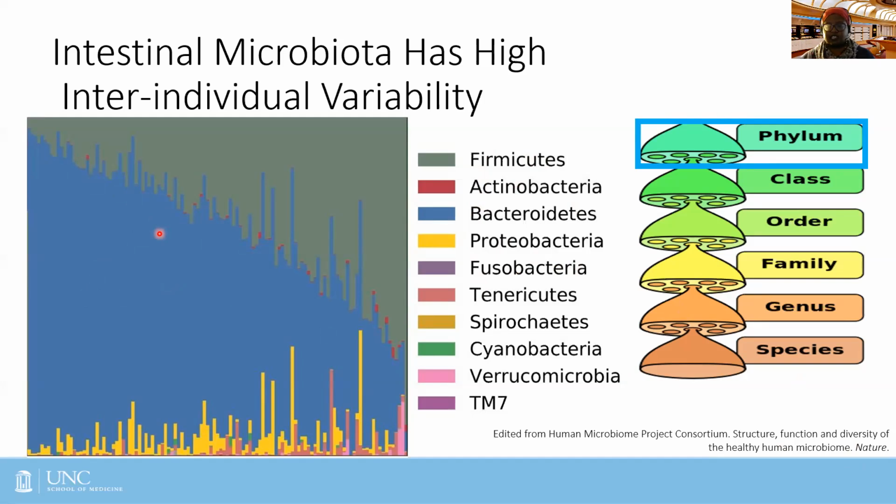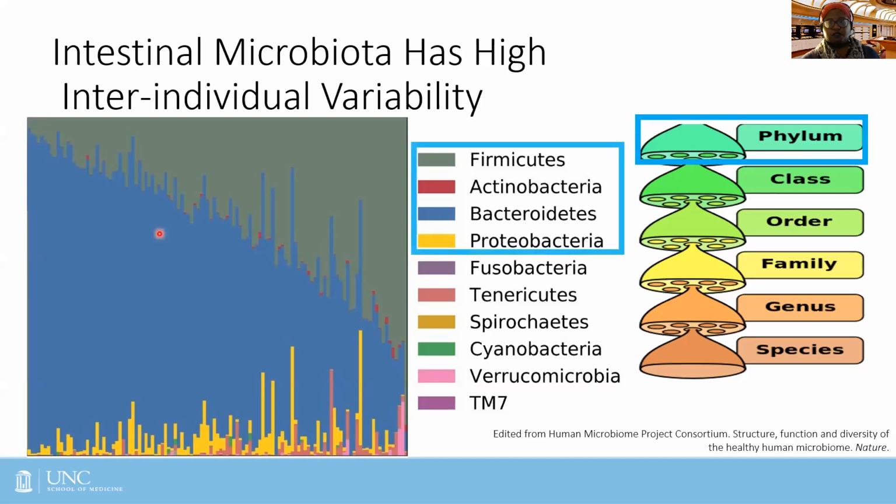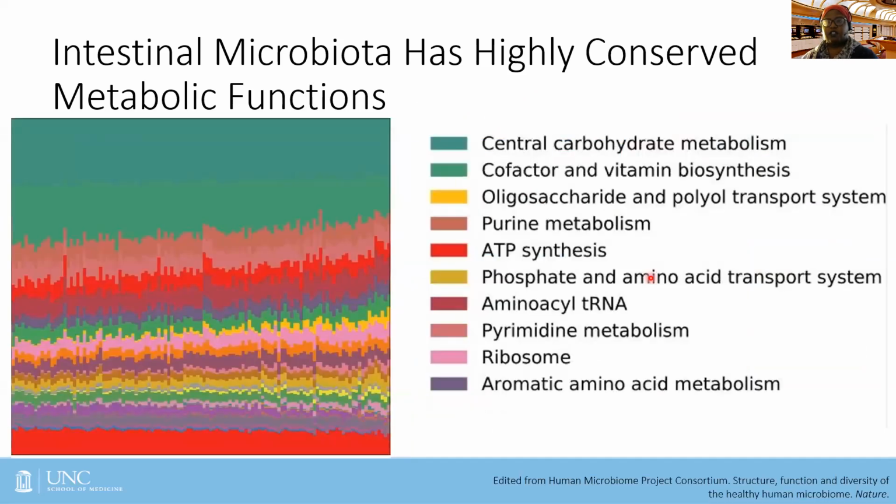That being said, studies have shown that there are four primary phyla that tend to be common across all patients: Firmicutes, Actinobacteria, Bacteroidetes, and Proteobacteria. While there's high interpersonal variability, the function of the bacteria is highly conserved. These are the same exact patients looking at their stool samples, only this time we're looking at the functional capacity seen within the bacteria in their composition. And as you can see, while there are small dips and rises in the types of functions seen, overall there seems to be a conserved core.